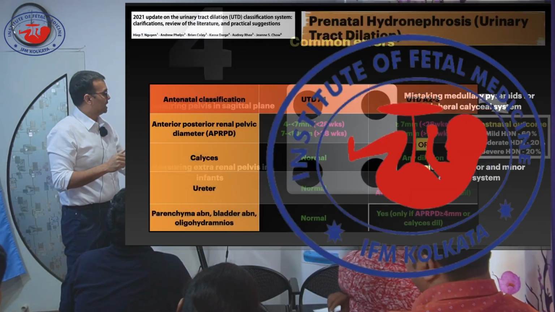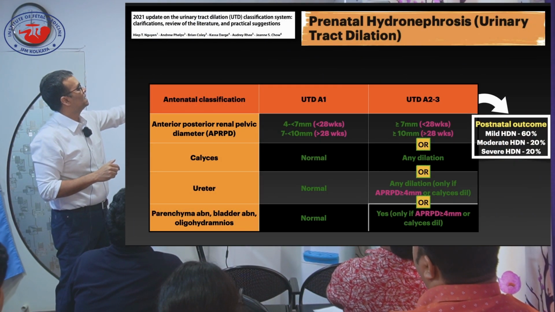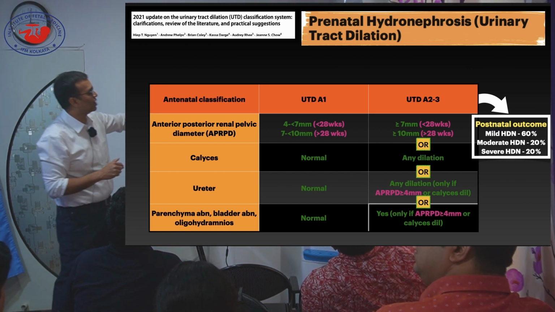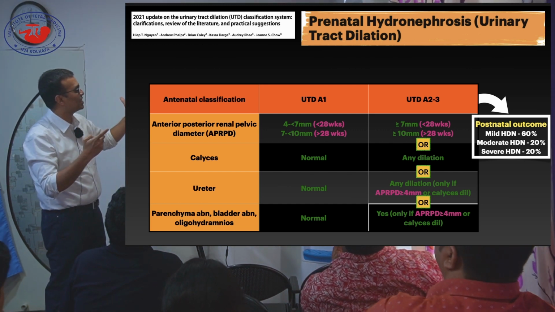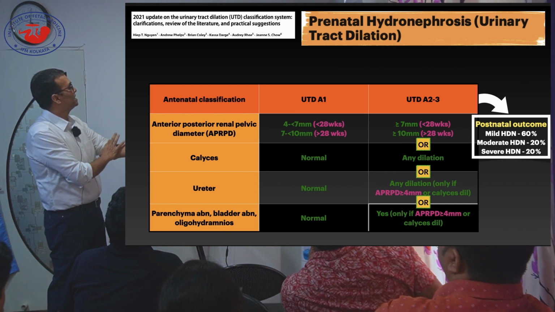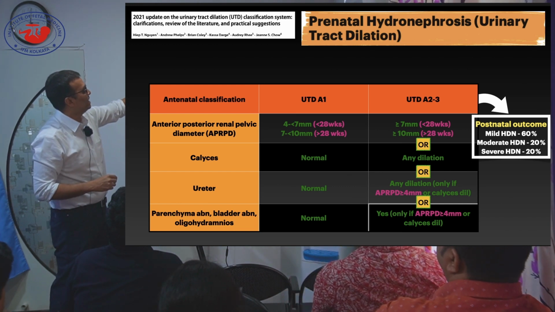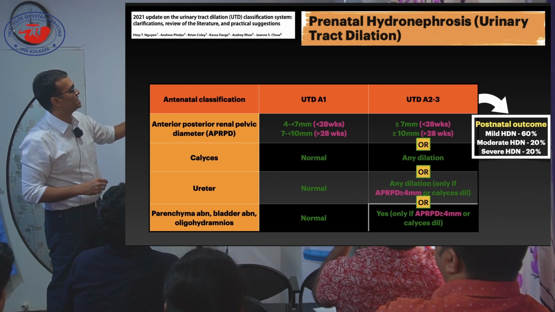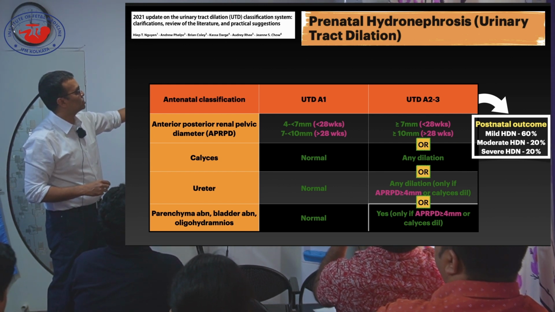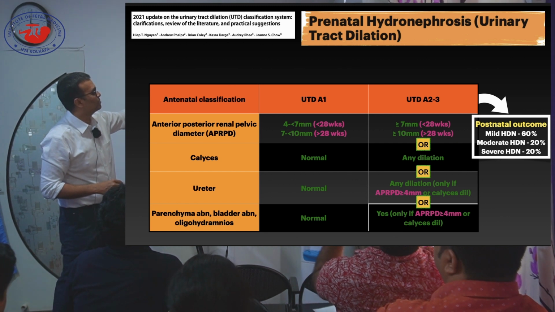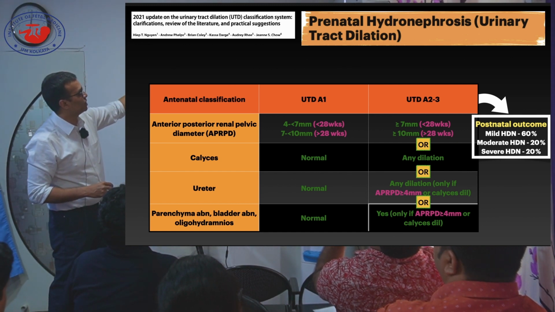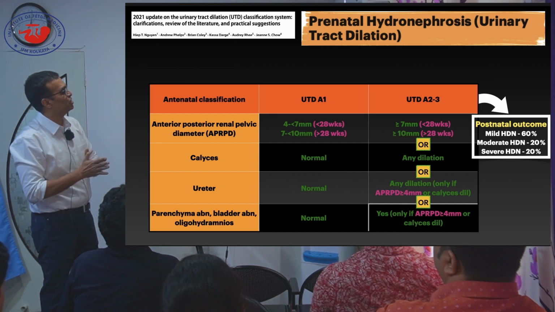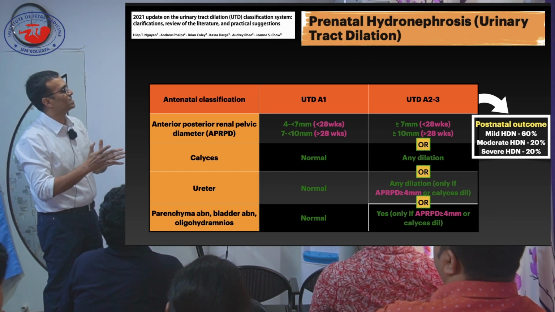Then this is the chart which we always look at, because many times we forget the cutoffs and we have to repeat and check. So UTD A1 and A2 to 3: the epirenal pelvic diameter based on gestational age, and then the calyceal system, ureter and parenchymal abnormalities. If you look at all this and tick your boxes, then at the end you know whether it is UTD A1 or UTD A2 to 3.